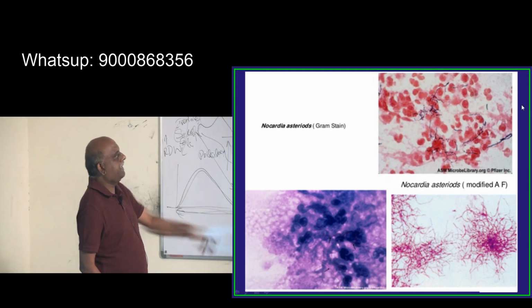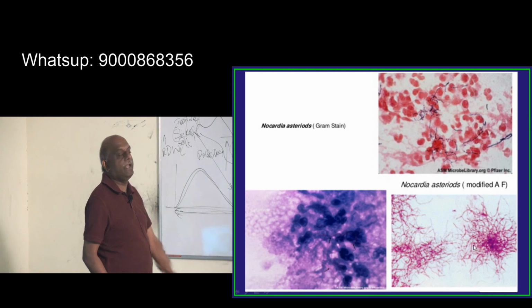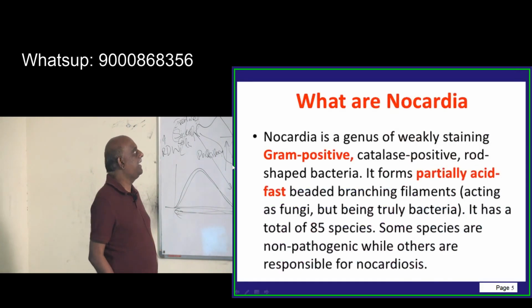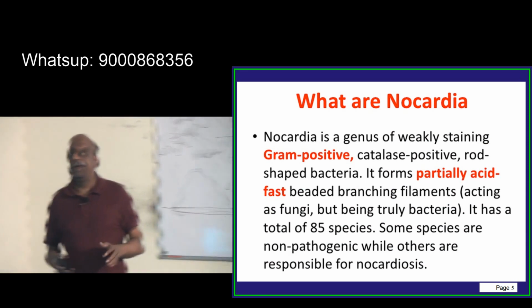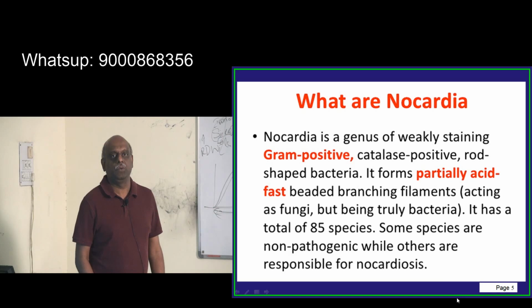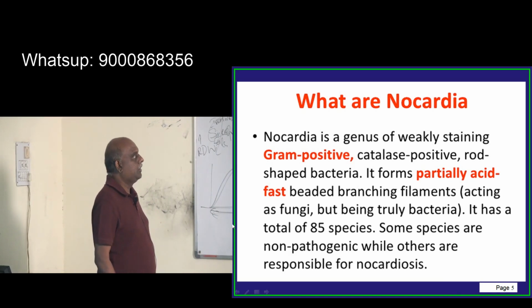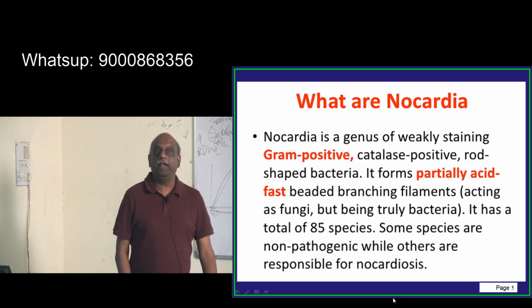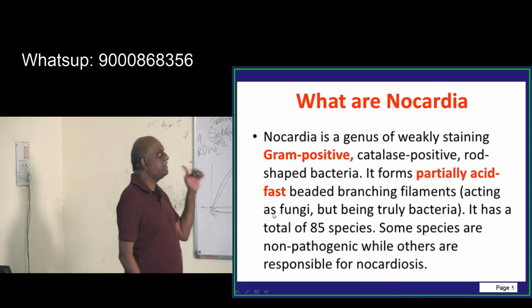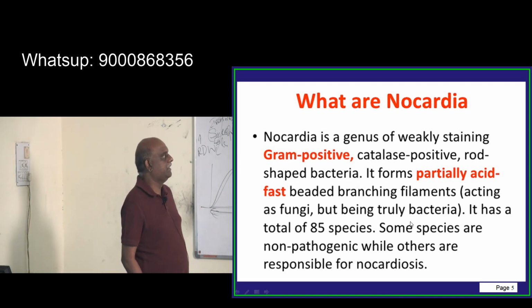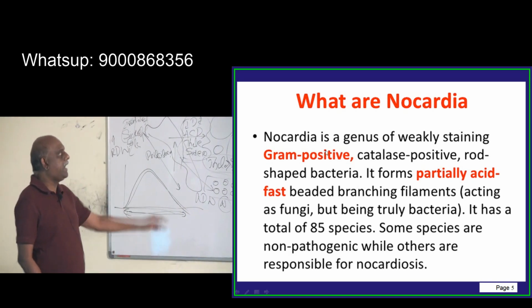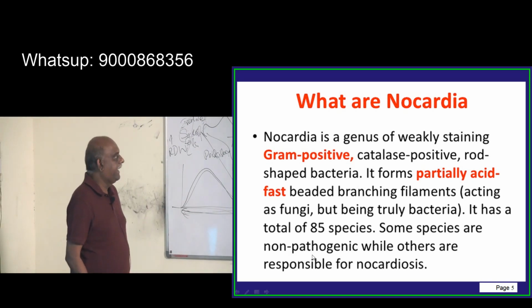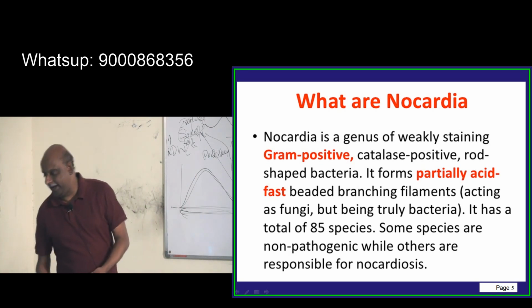The gram staining and the acid fast staining is how you basically recognize it. Nocardia as a genus is a weakly staining gram positive, catalase positive, rod shaped bacteria, and it forms partially acid fast beaded branching filaments. It is actually a bacteria, but it acts more or less like a fungi, is what you need to basically appreciate.